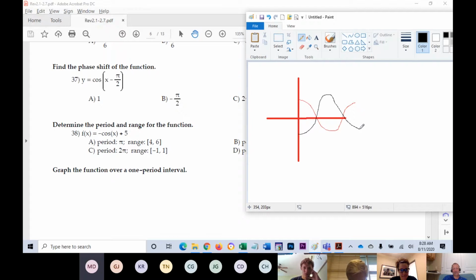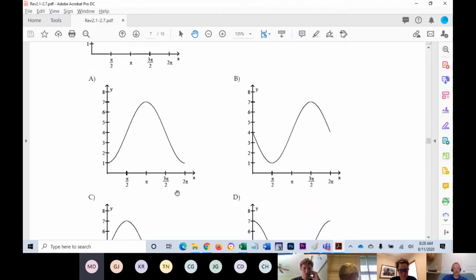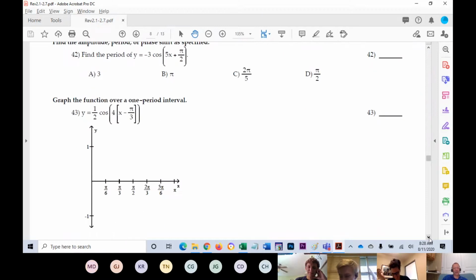Can you go over 43? Just more of the graphing. Graphing's what we love, right? No, absolutely not. All right. So graph the function over 1 period interval. Let's think about this for a minute. How would you attack something like this? Because we got something everywhere, right?